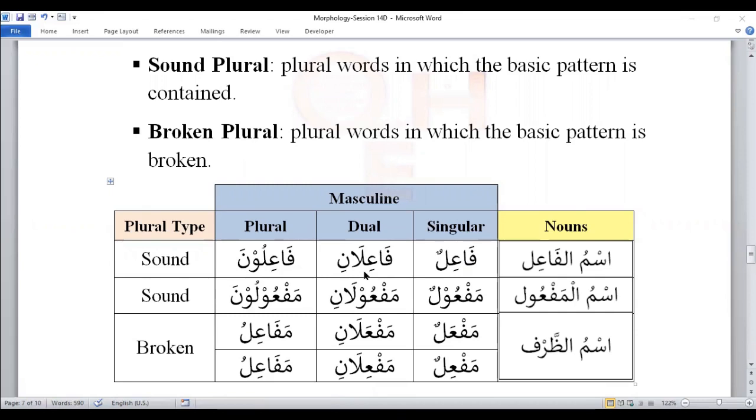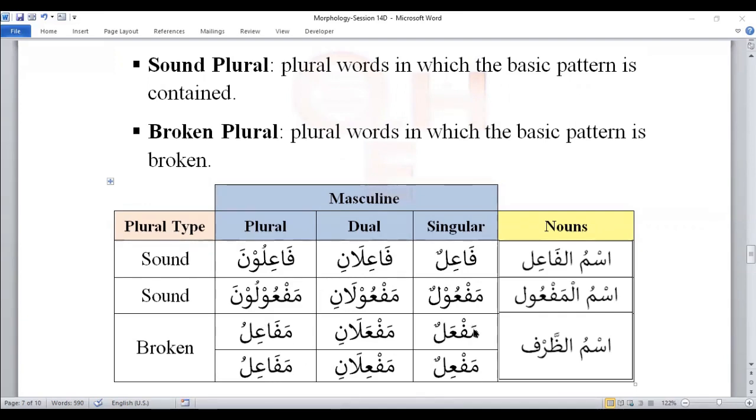Sound plural comes for ismul fa'il and ismul maf'ul. Look at the basic pattern for ismul fa'il. For singular, fa'ilun, dual fa'ilani, plural fa'iluna. The basic pattern is maintained, right? Fa'il, fa'il, fa'il. Same for ismul maf'ul. Maf'ulun, maf'ulani, maf'uluna. Maf'ul, maf'ul, maf'ul. That's why these plurals are called sound plural, where the basic pattern is not broken, it's maintained. But when it comes to ismu dharf, you can see it's not maintained.